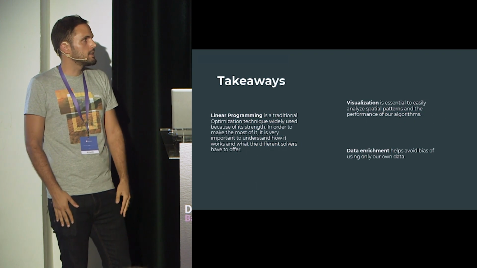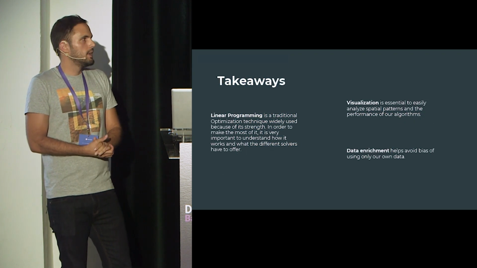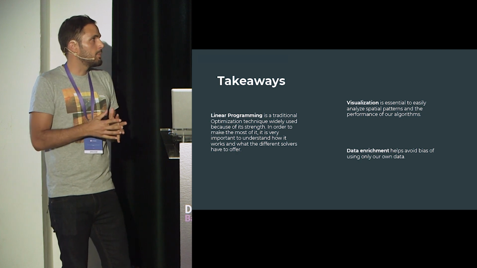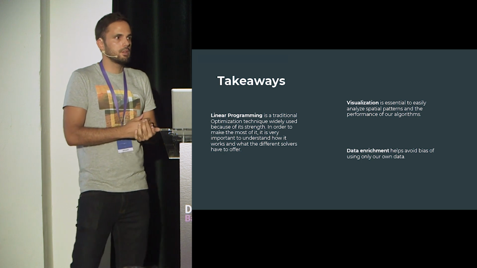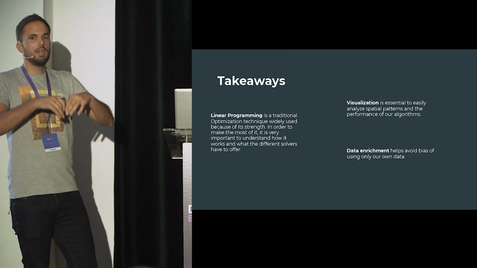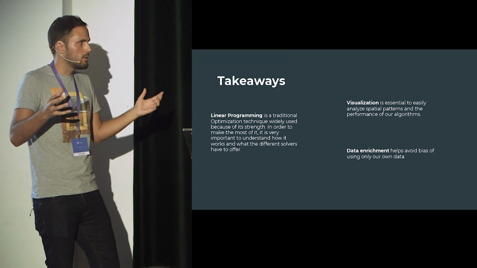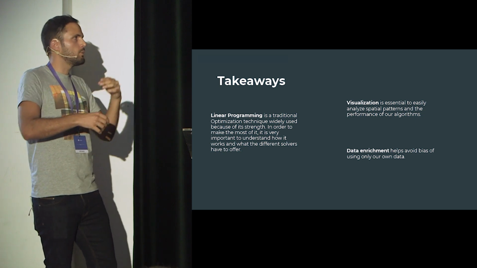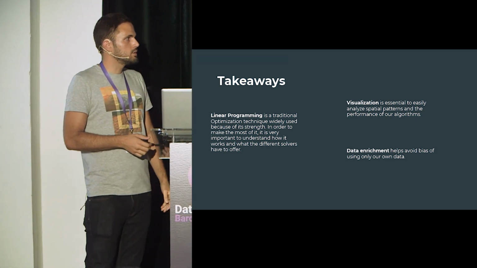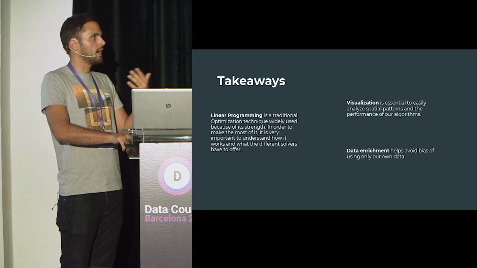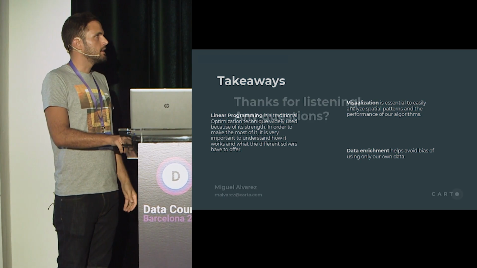As some takeaways: the power of linear programming. Then visualization is very important when solving this type of problem, to get an idea of what's happening around in your city, where people move, where you get the orders, and so forth. And then data enrichment, to avoid the bias that you can have if you only use your own data.